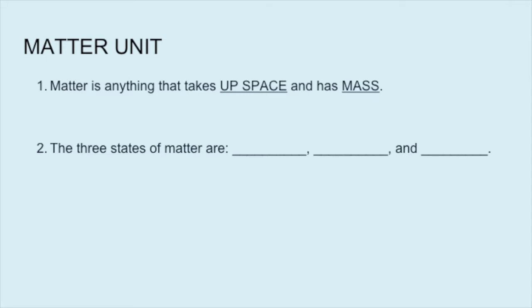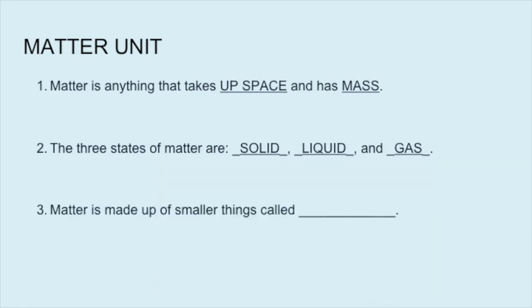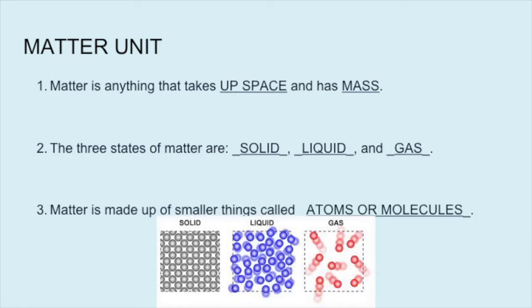There are three different states of matter, and we've talked about them a lot this year. They're solid, liquid, and gas. And matter is made up of lots of smaller things that are called atoms or molecules. And here's a picture of our solid, liquid, and gas molecules or atoms.